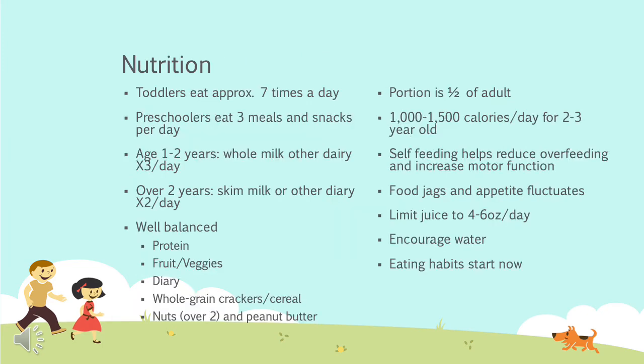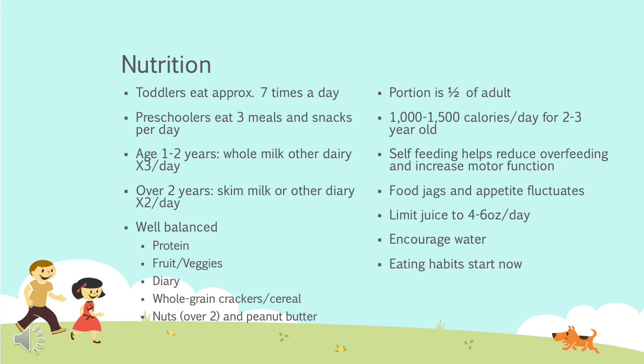Nutrition. So toddlers are going to be eating about 7 times a day. This includes snacks and meals. They are constantly eating, which is hard because they're on the go, and because of safety, you don't want them running around while they're eating. So a lot of short, frequent meal times and snack times are best for toddlers. Preschoolers are going to have their 3 meals and a couple snacks a day. It's usually about 5 to 6 times that they will eat a day.